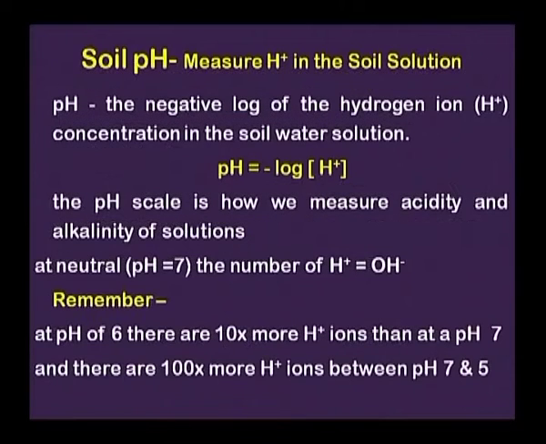Now, soil pH. Soil pH measures hydrogen ion activity in the soil solution. pH is the negative log of the hydrogen ion concentration in the soil water solution. The pH scale is how we measure acidity and alkalinity of solutions. At neutral pH 7, the number of hydrogen and hydroxyl ions are equal. Remember, at pH 6, there are 10 times more hydrogen ions than at pH 7, and there are 100 times more hydrogen ions between pH 7 and pH 5.